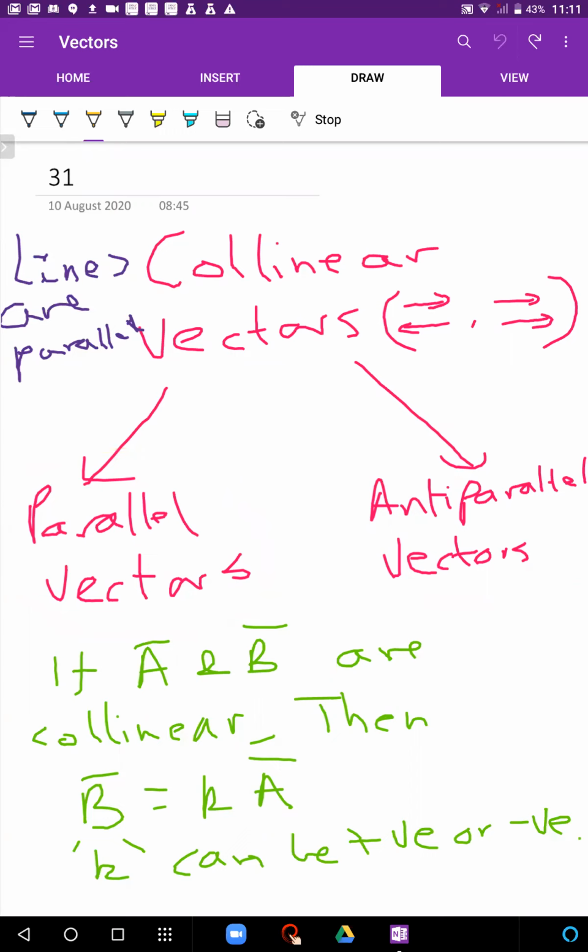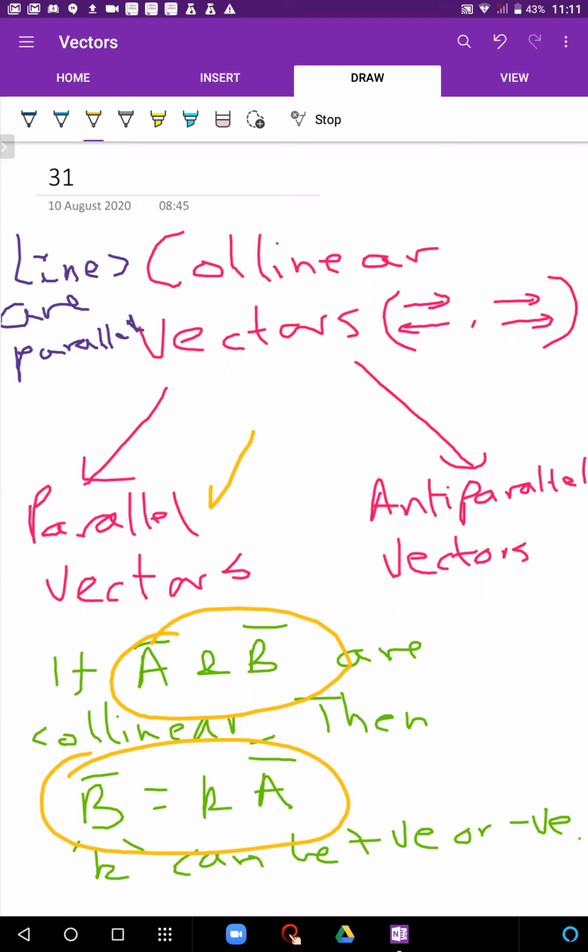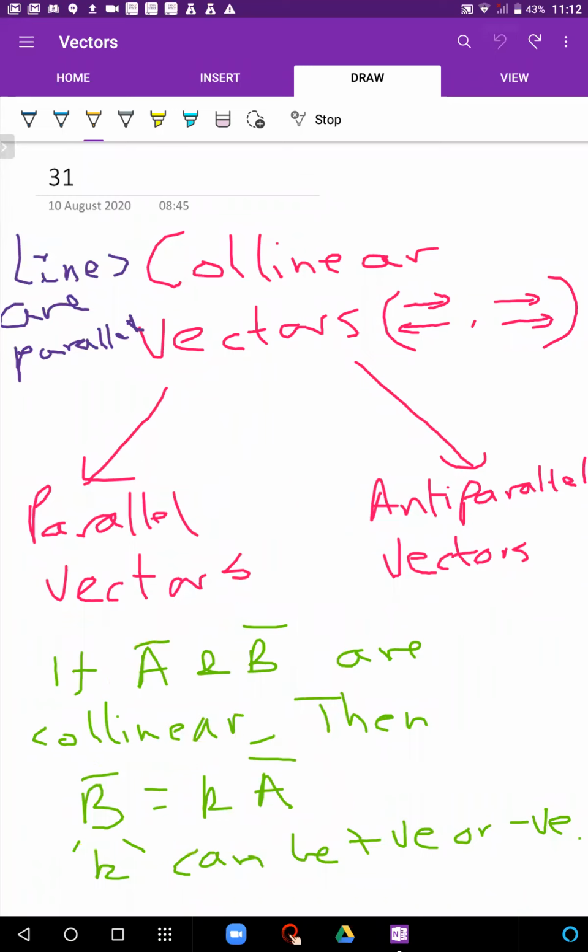So the condition for vectors to be collinear is: if A and B are collinear, if their lines are parallel, then B is any constant times A. It can be positive for it to be perfectly in the same direction. It can even be negative for it to be perfectly in the opposite direction. Okay, so the only condition for collinear is that B should be any constant times A.